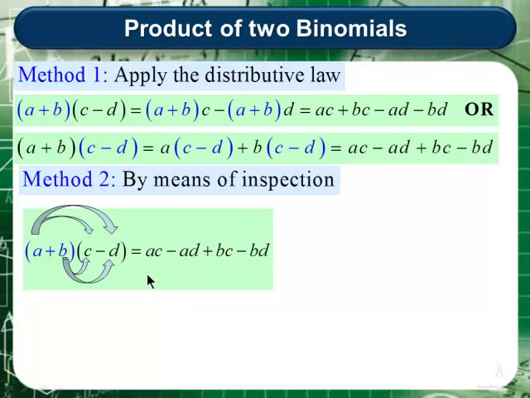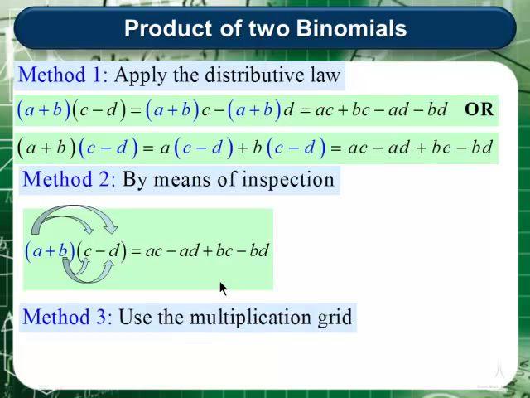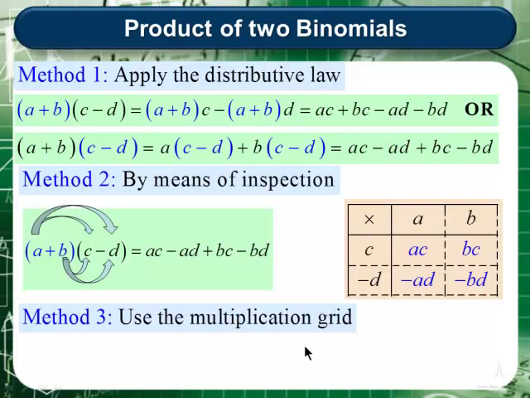That's the so-called FOIL rule for expanding such a product. That's the first terms, outer, inner, and then last terms multiplied together respectively to form the expansion, the four terms as can be seen on the screen. So this is a very useful method of expanding two binomials. There is a third method, that is to use a multiplication grid. Let's see what this is all about.